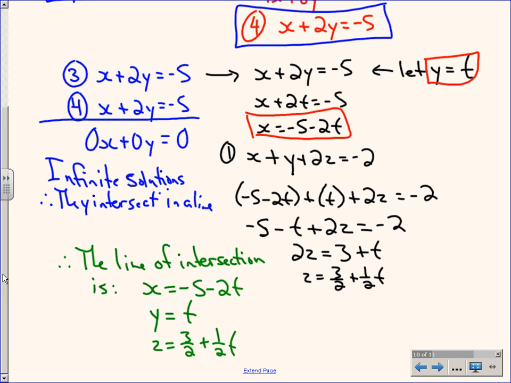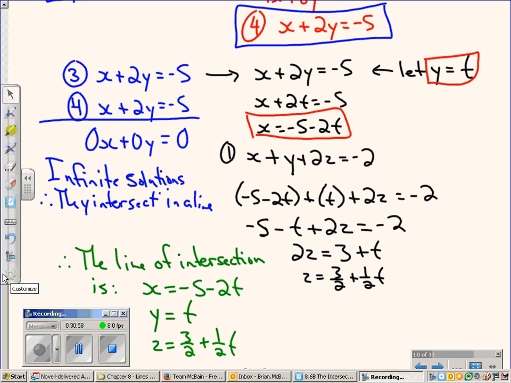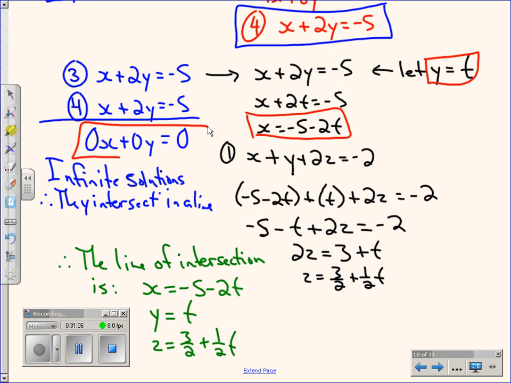Okay, so tough little question there. And again, you only introduce that parameter if we've already gotten to a point where we've determined that there's an infinite number of solutions. Okay, so don't do that. Don't put the parameter in unless you've got to that point right there. That's when you know you need a parameter.